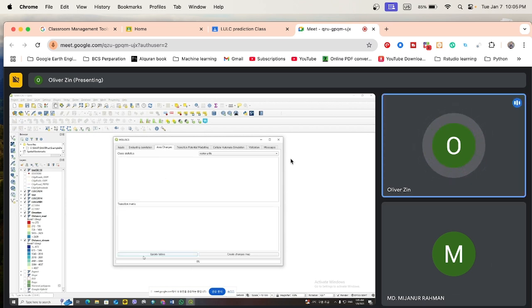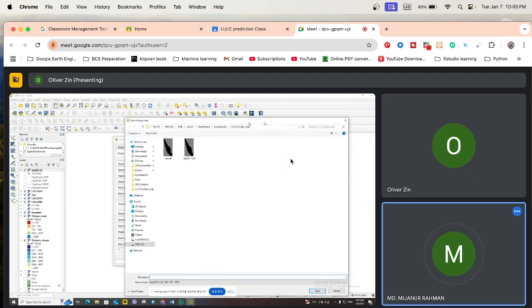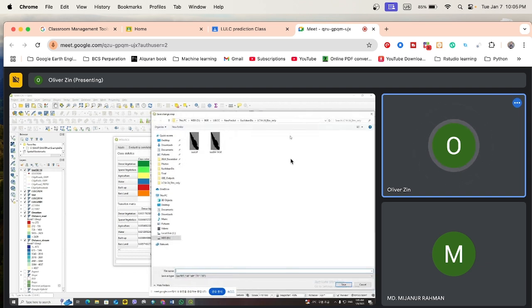Let me go to the area changes, and then I change the header, update tables, and then I create the change map. This one is 0.42.